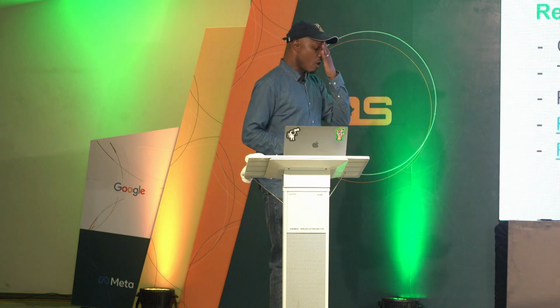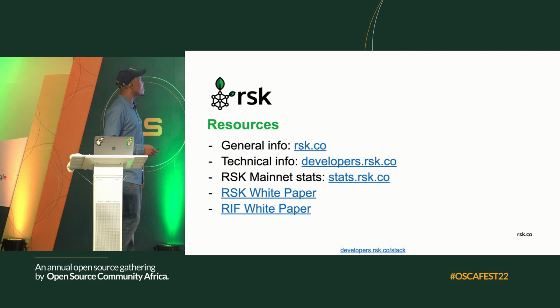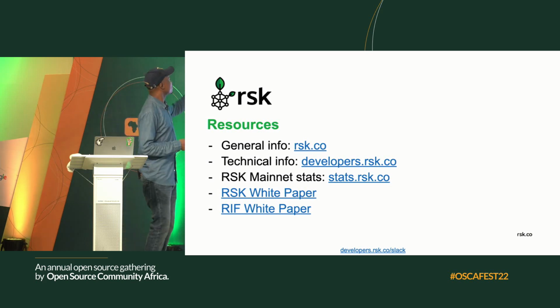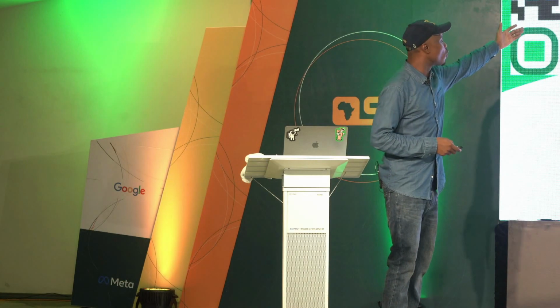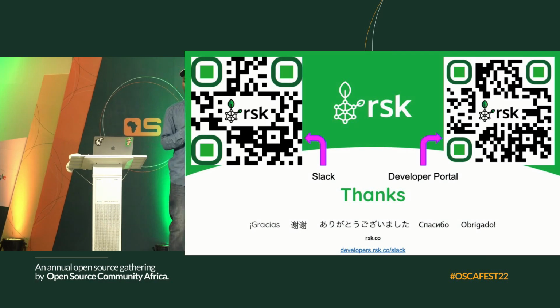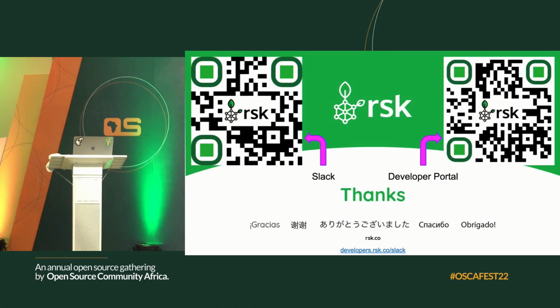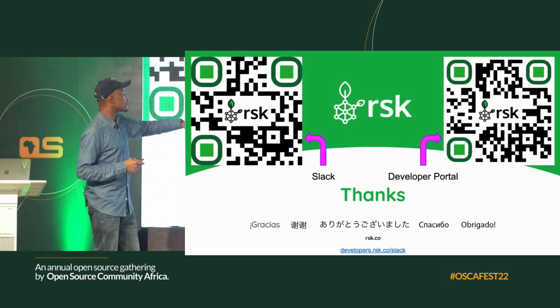So here are more resources that you can take a look at. General information, rsk.co, our developer portal. Part of my job is to maintain the developer portal. Then there is the RSK white paper that gives you a detailed description of the RSK blockchain, and the RIF white paper. More resources. So thank you very much. Over here, if you scan this QR code, you have the address to our Slack channel. And if you scan that QR code, you have the address to our developer portal.